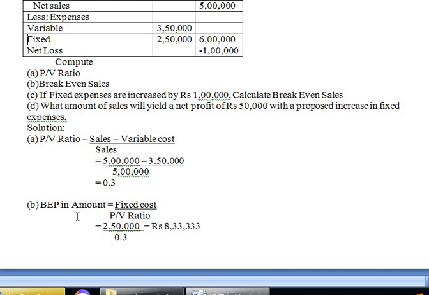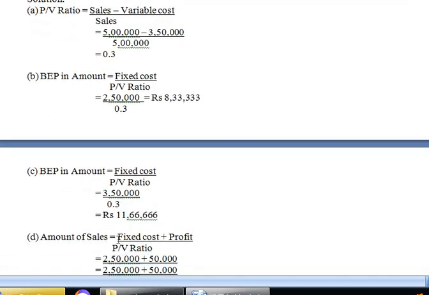So depending on the information you will have to apply the formula. Break even point in amount is fixed cost divided by PV ratio. Fixed cost is already given, PV ratio we have calculated. Now here, why have we taken 3,50,000? They have given that if the fixed cost is increased by 1 lakh, it means earlier it was 2,50,000 and it is increased by 1 lakh. So it is 3,50,000.